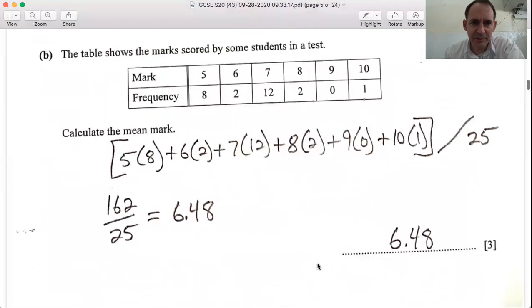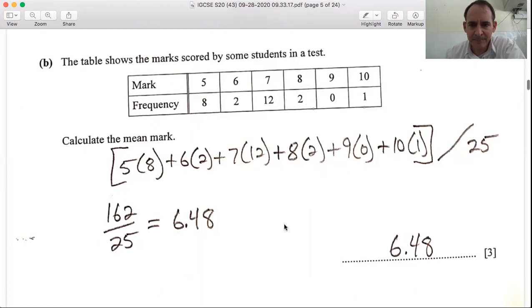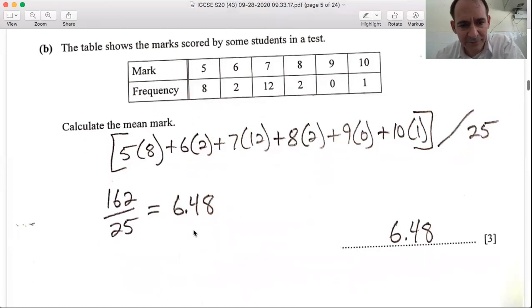The table shows the marks scored by some students in a test. Calculate the mean mark. Well, the mean is just frequency times your score. So 8 times 5 plus 2 times 6 plus 12 times 7 plus 2 times 8 plus 0 times 9 plus 1 times 10, all divided by the total, which is a total frequency of 25. So you get 162 over 25, which is an average score of 6.48.